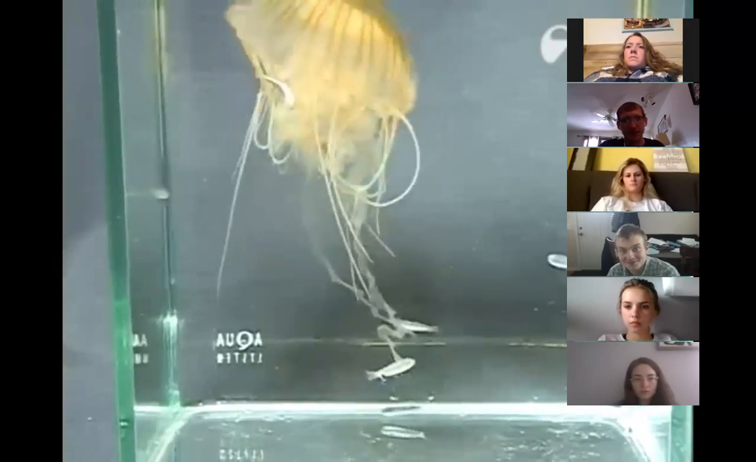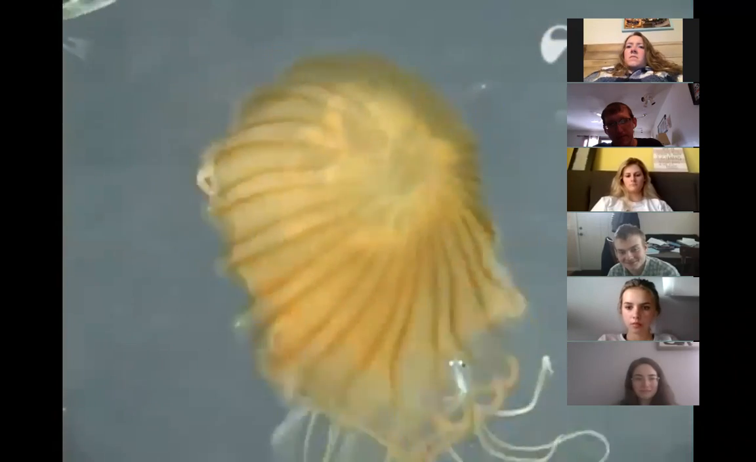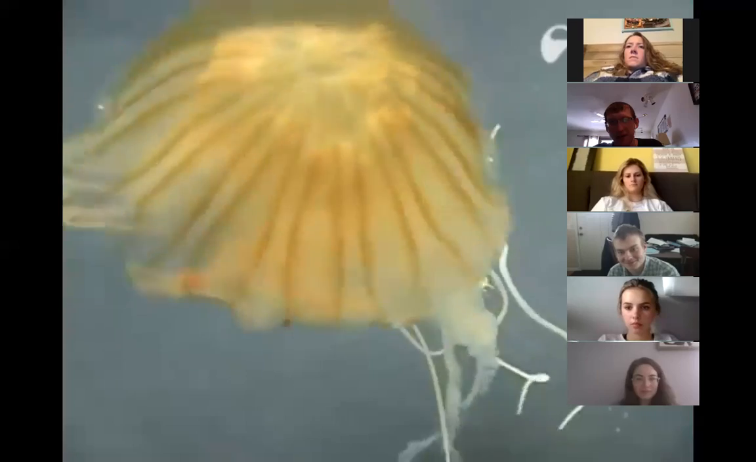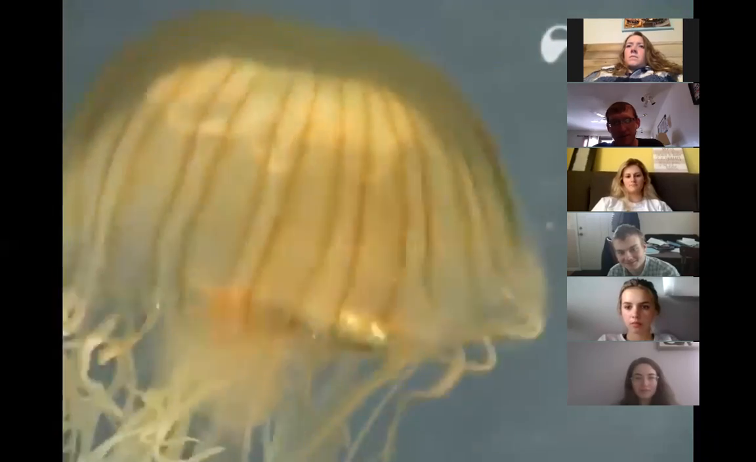Look at that thing go. Got him. Kind of feel bad for the little guy. Takes a long time to get eaten when the predator's got no teeth or eyes or brain or like anything.